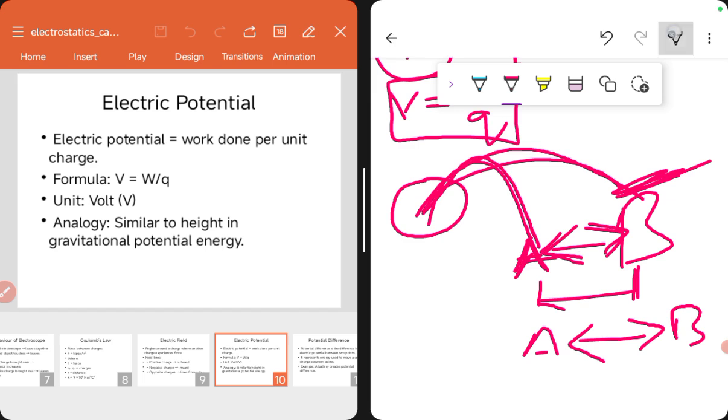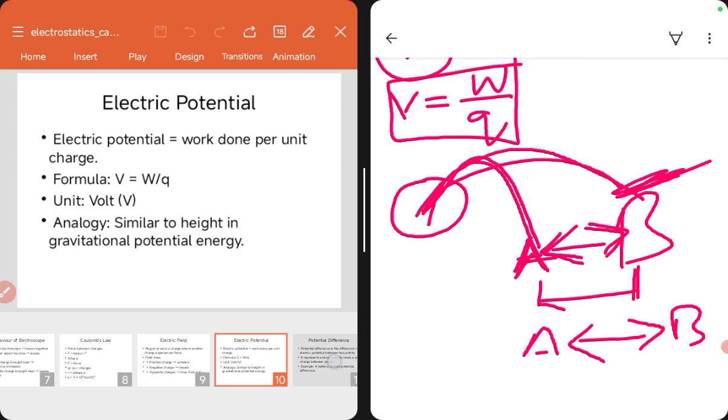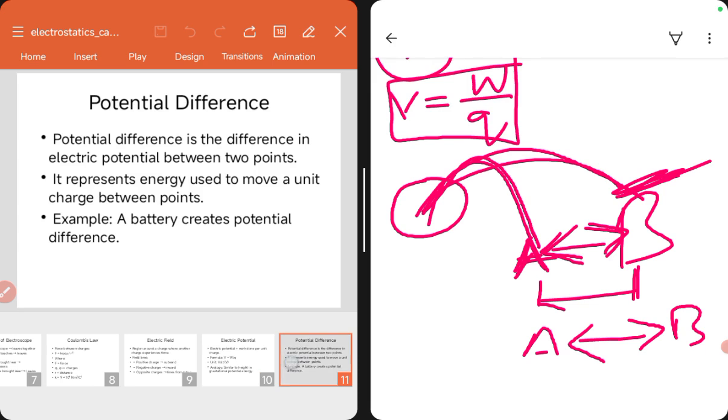And the formula for it also is still work done over what? Over charge taken. Like I've already explained that.